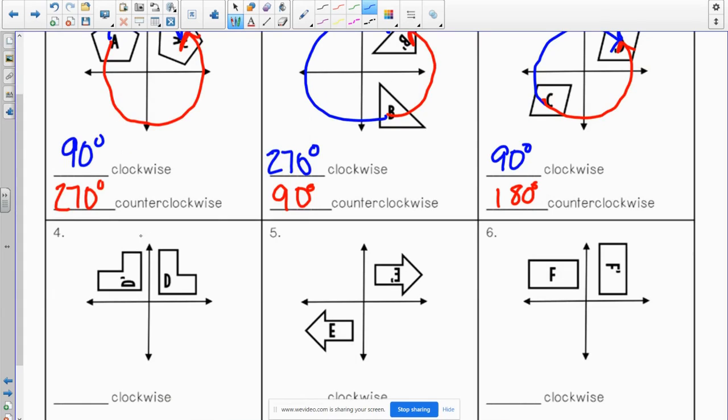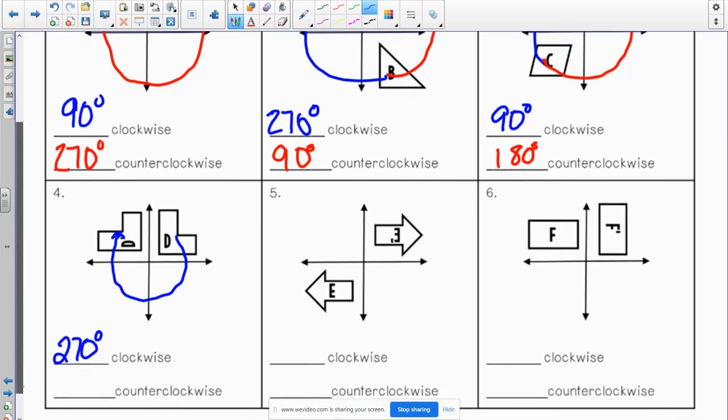D is my original, D prime is my image. So here's my pre-image to image. So if we start, we'll do clockwise first here, over to there. Went from quadrant 1 to quadrant 2. So we went 90 degrees, 180, 270. And then if we go from D to D prime counterclockwise, there's the 90 degrees.